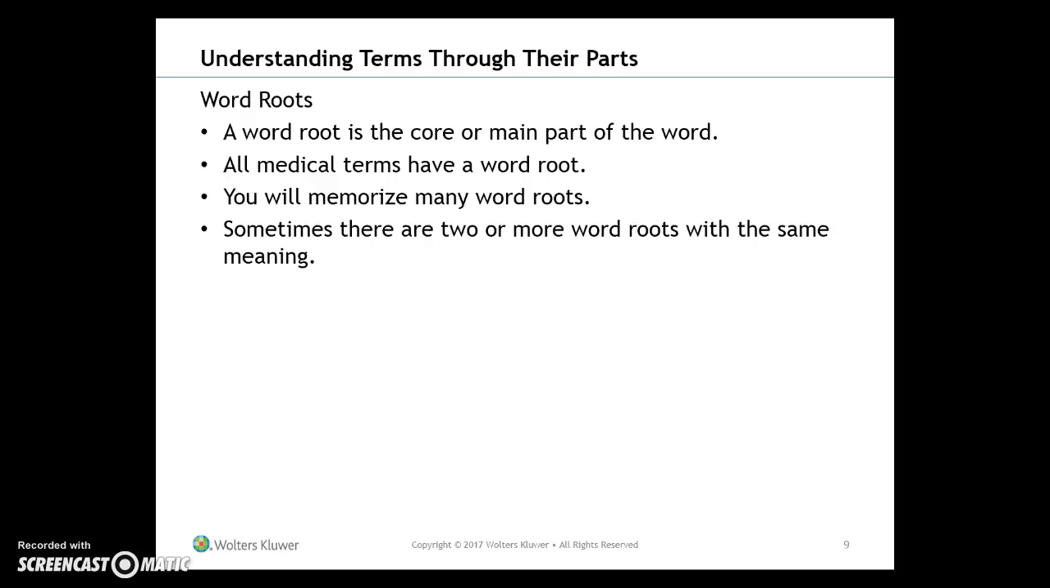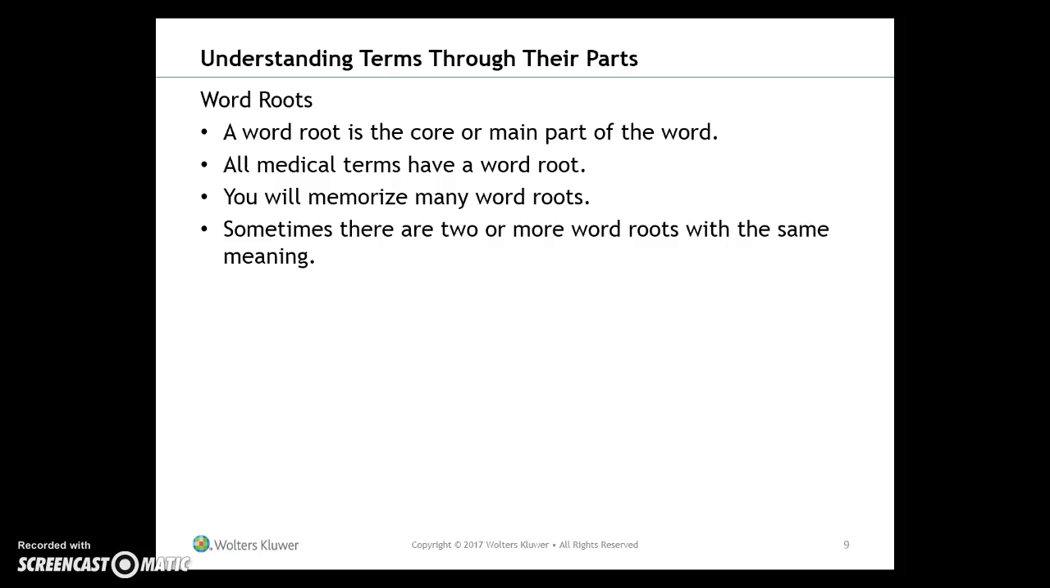So let's first talk about terms through their parts. What we know now is that we're going to build words, medical terms, through their different parts, so roots, prefixes, and suffixes. We're going to go into great detail of this, and you're going to get really good at identifying this. These parts put together build a medical term, and the term's meaning will come from the meaning of its parts.